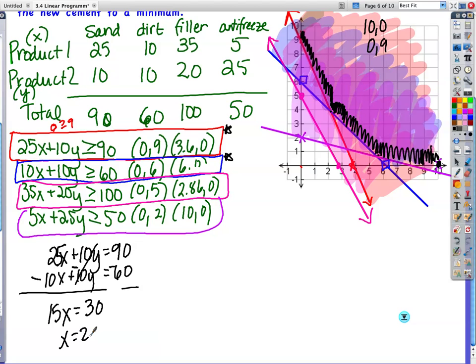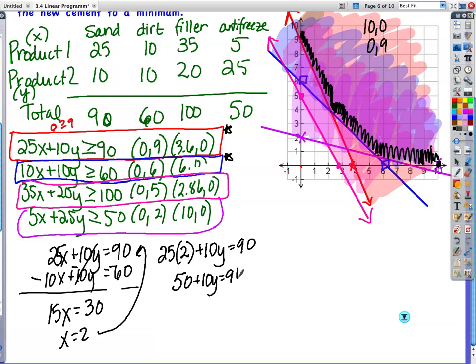And then I go back and I try it out, and I'm going to go back here, I guess. 25 times 2 plus 10y equals 90. So I have 50 plus 10y equals 90. 10y is equal to 40. That makes y equal to 4. So my intersection should be occurring right around 2, 4. Let's kind of double check. 2, 4. Seems like it's pretty good in the vicinity. I like it. I'm going to write 2, 4.